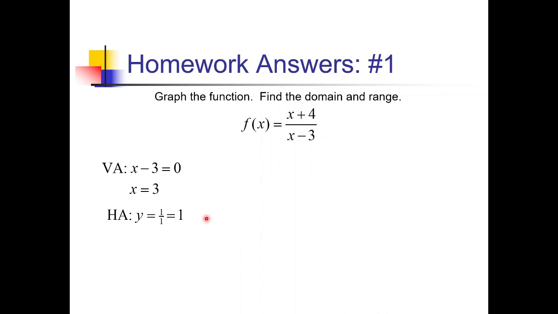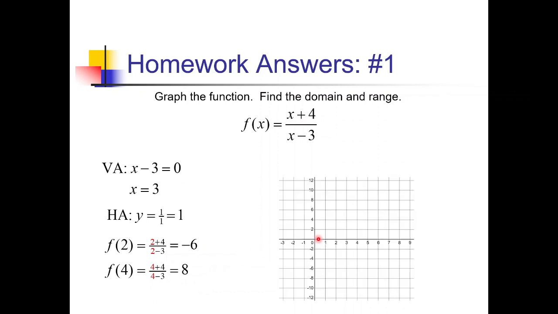Now for additional points, I'm going to plug in an x value to the left and to the right of my vertical asymptote. So if I plug in x equals 2 to the original function, we've got 6 over negative 1, which is negative 6. And if I plug in something to the right of 3, like 4, so 4 plus 4 is 8 over 4 minus 3, which is 1. So that's going to be a total of 8.